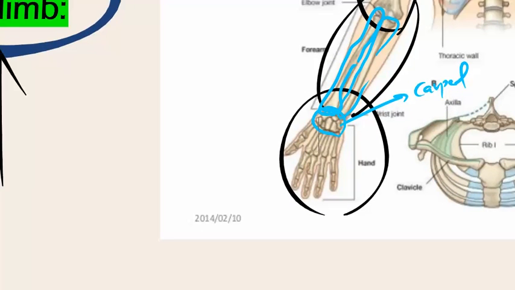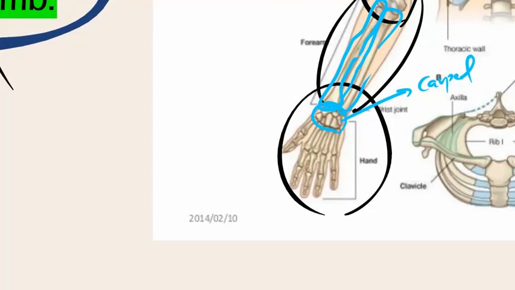And then you have a joint connecting the carpals with your metacarpals. These right here are your metacarpals, and then these are your phalanges, right?